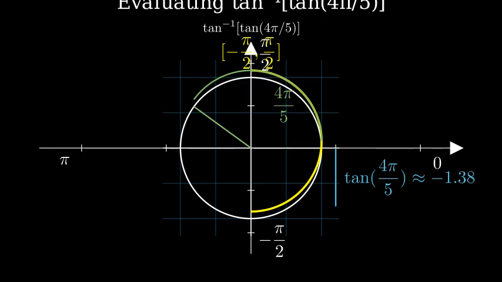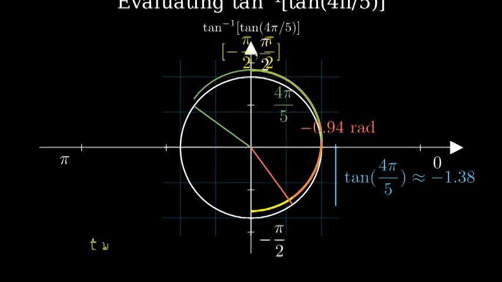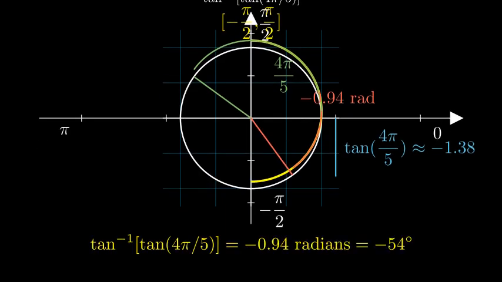Now, when we take the inverse tangent of this value, we get negative 0.94 radians, or negative 54 degrees. This is because the inverse tangent function always returns an angle in the principal range between negative pi over 2 and pi over 2 that has the same tangent value.